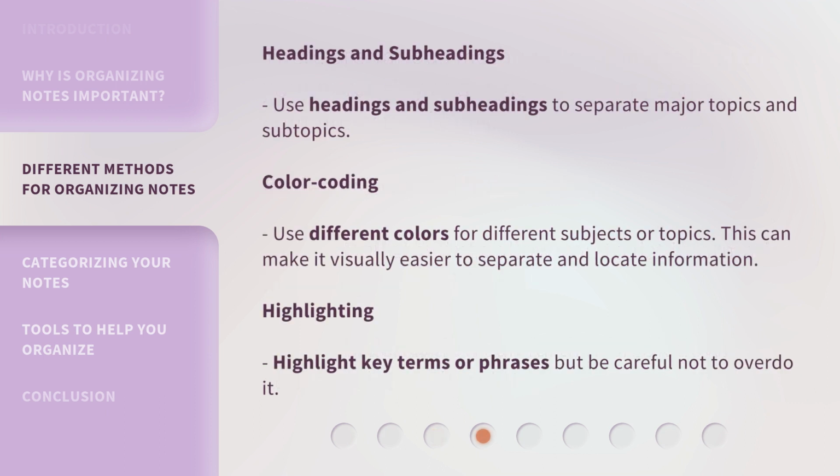Headings and subheadings. Use headings and subheadings to separate major topics and subtopics. Color coding. Use different colors for different subjects or topics. This can make it visually easier to separate and locate information. Highlighting. Highlight key terms or phrases, but be careful not to overdo it.